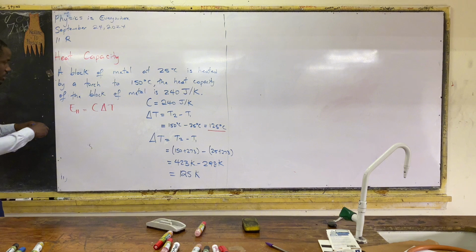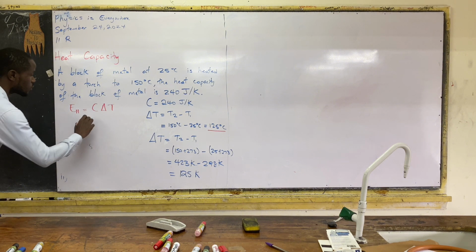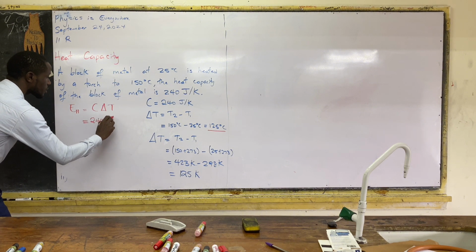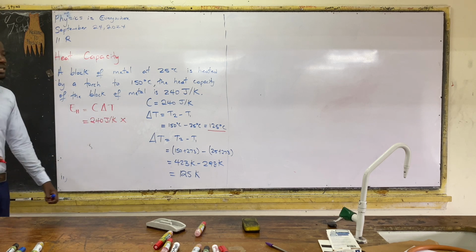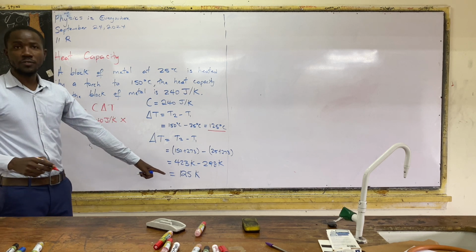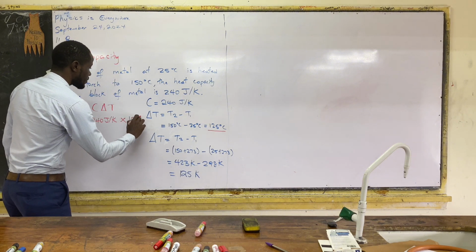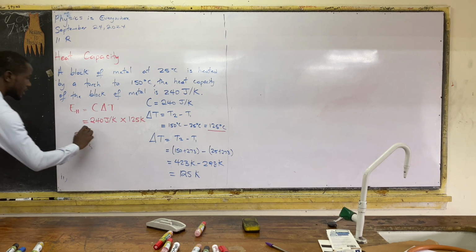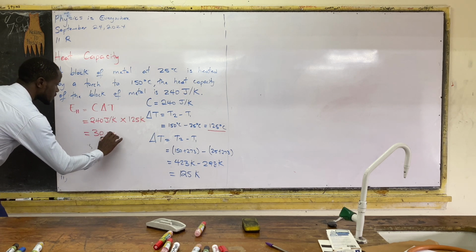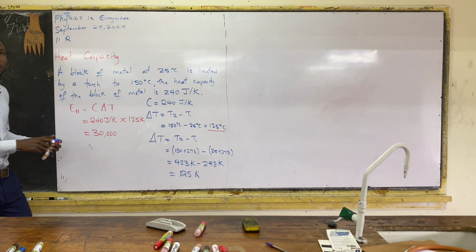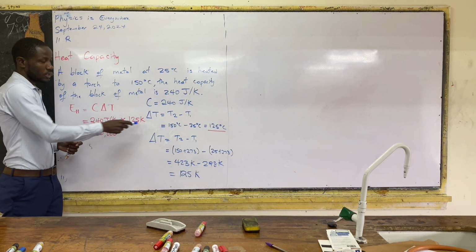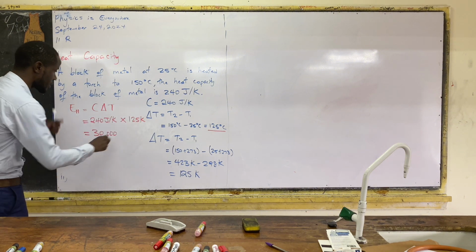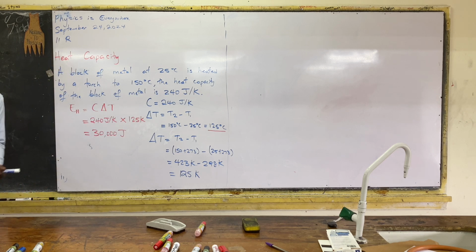So now we can plug these in. C is 240 joule per Kelvin, and delta T now is 125 Kelvin. So now, what's this? 30000. And because we have Kelvin here and Kelvin there, they cancel off, so we just get joule, which is energy. So that's what it takes to complete a question like this.